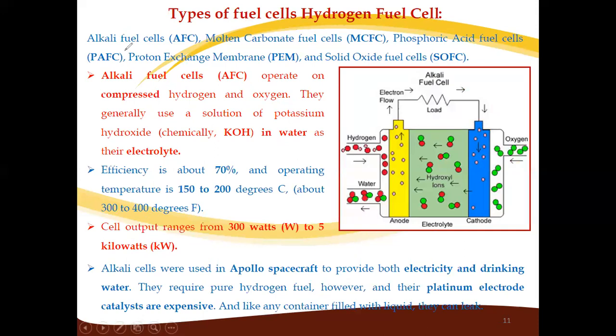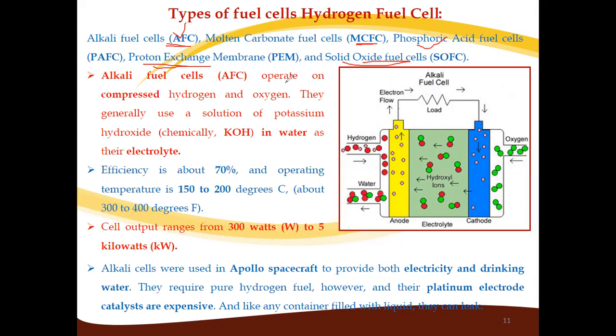One famous example is AFC, the alkali fuel cell, where A stands for alkali, F is fuel, and C is cell. Then we have the molten carbonate fuel cell, MCFC. Then another type, the phosphoric acid fuel cell, PAFC. Then the proton exchange membrane type of fuel cell, PEM. And another type, the solid oxide fuel cell, SOFC.